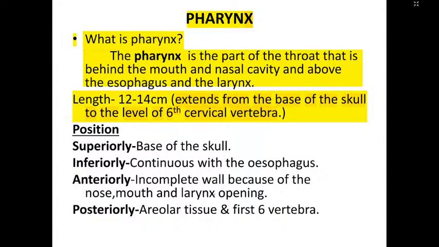Its length is around 12 to 14 centimeters. It extends from the base of the skull to the level of the 6th cervical vertebra. So superiorly there is the base of the skull, inferiorly there is the esophagus, anteriorly there is an incomplete wall because of the nose, mouth and the larynx. These are open structures, and posteriorly there is areolar tissue and the first 6 vertebrae.